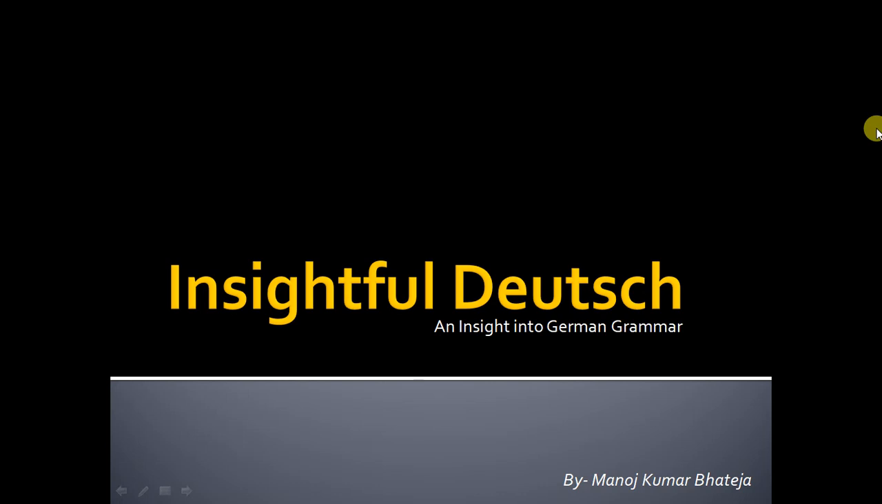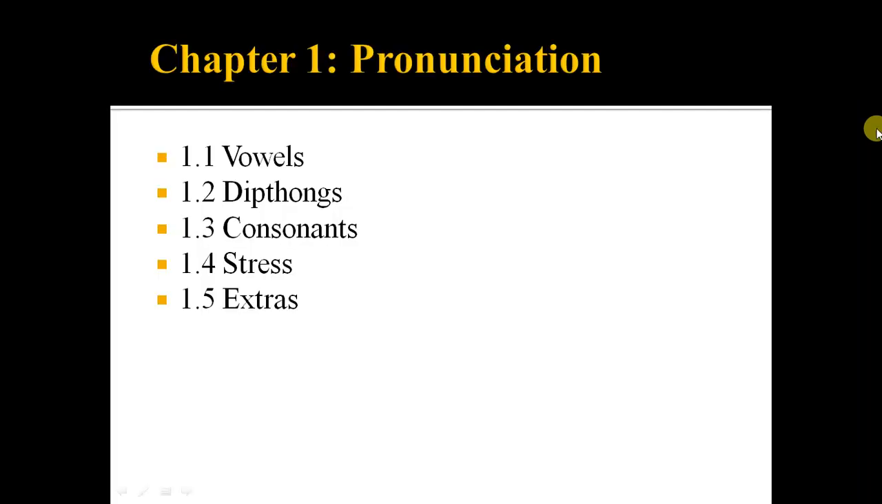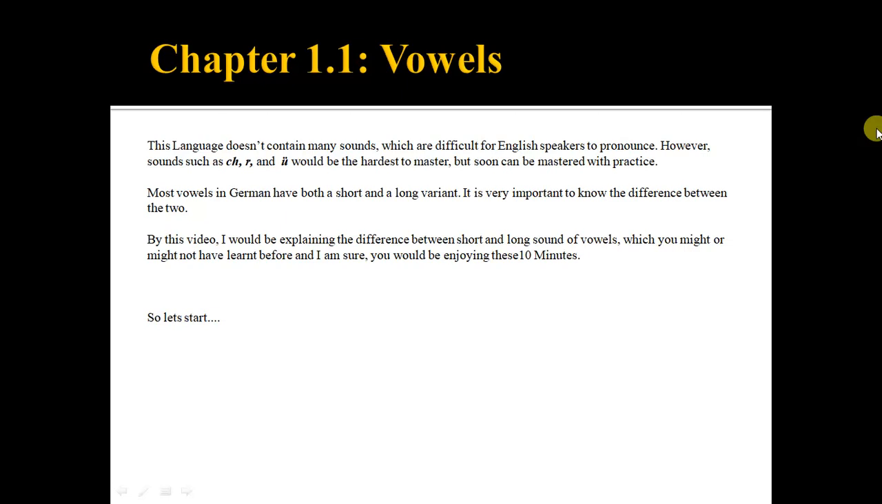Through this particular video, I have pronunciation. Today I am going to cover only two topics: vowels and diphthongs. So let's start. This language doesn't contain many sounds which are difficult for English speakers to pronounce. The characters are similar to English, letters from A to Z. These characters are very similar, but the sound is different.